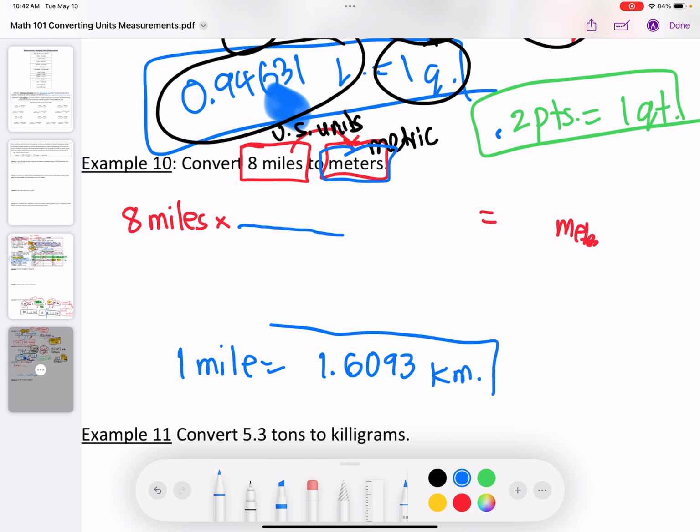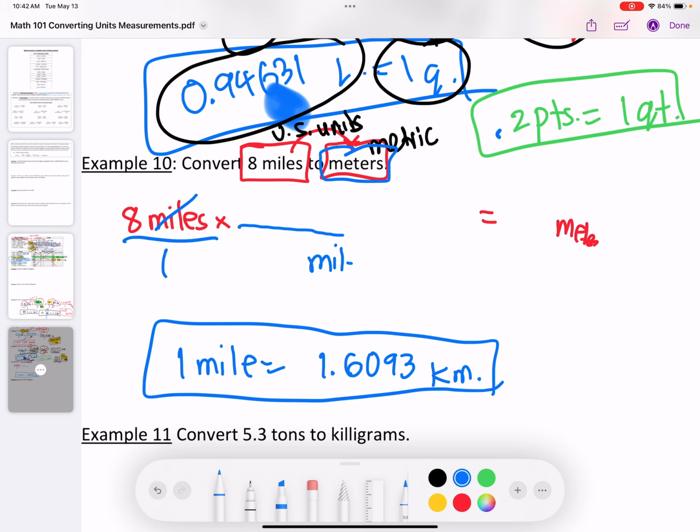So which one of these, mile or kilometer, do I want to put on the denominator? Well, I want miles to cancel, so I better put miles on the bottom. That means the 1 that goes with the miles needs to go on the bottom, and then the 1.6093 kilometers will go on the top. And we're almost there. I want meters, not kilometers, but that's pretty easy.